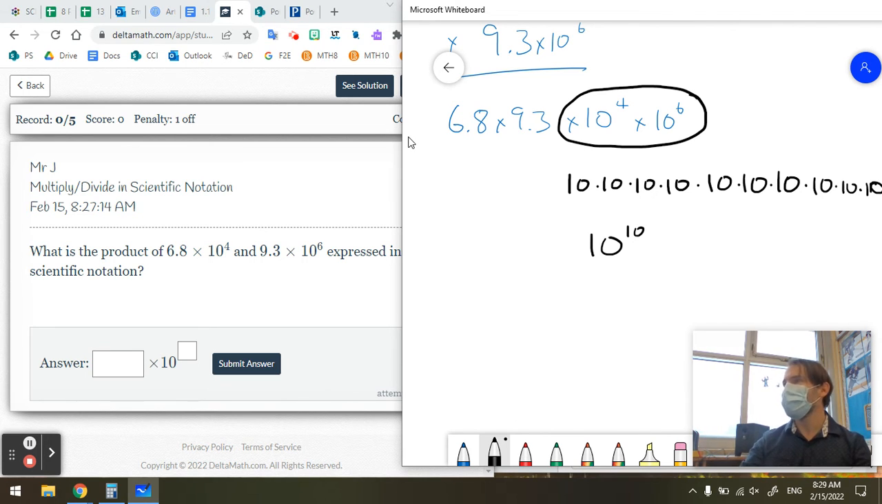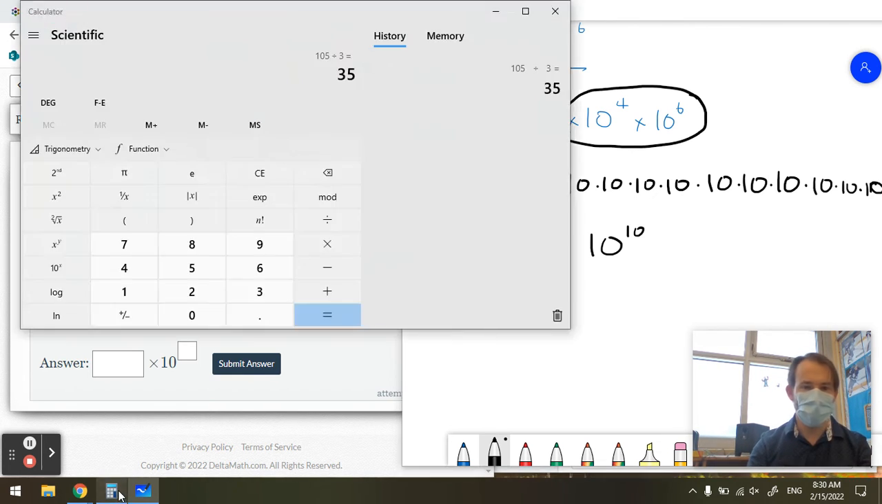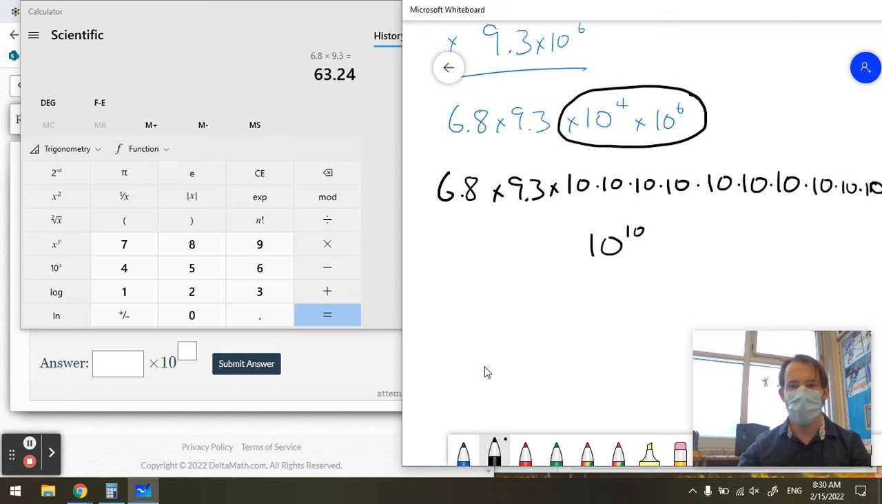As you do more of these, you may notice a pattern. I'll leave that with you. But then I still need to multiply that by 6.8 times 9.3. And humans invented calculators for a reason, okay? 6.8 times 9.3 equals 63.24. So I have 63.24 times 10 to the 10. That's what this is. But I want to express that in scientific notation.